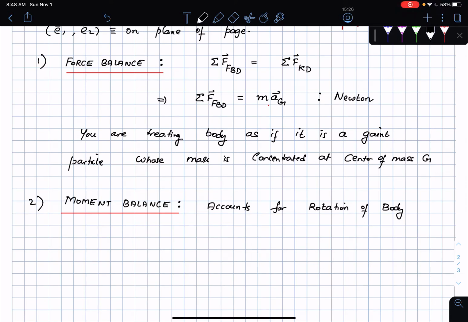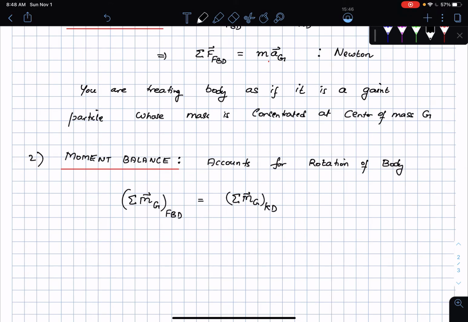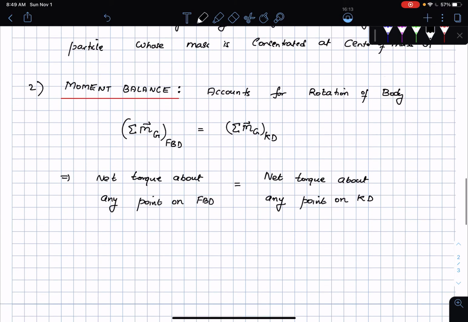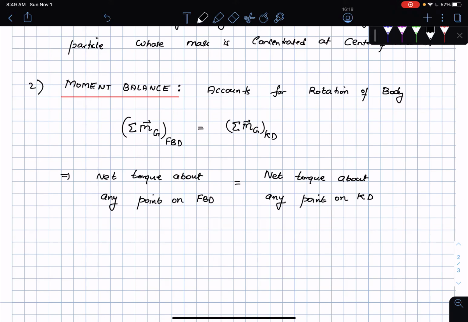And here is what I can say. Sum of moments about any point on the free body diagram. So let me say the sum of moments about the point G on the free body diagram has to be equal to the sum of moments about the point G on the kinetic diagram. G could be any point. In this case, I'm assuming it to be the center of mass. So I'm essentially saying that the net torque about any point on the free body diagram is equal to the net torque about any point on the kinetic diagram. This could be point G, or it could be a different point O, or whatever point you wish. So I could choose different points if necessary.